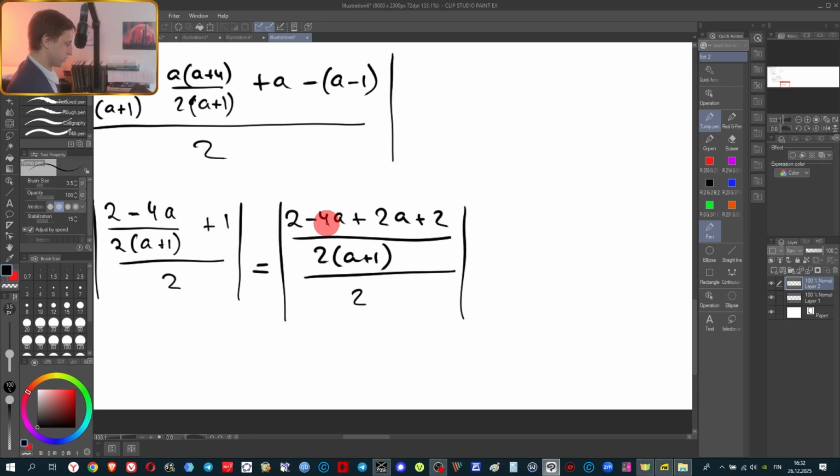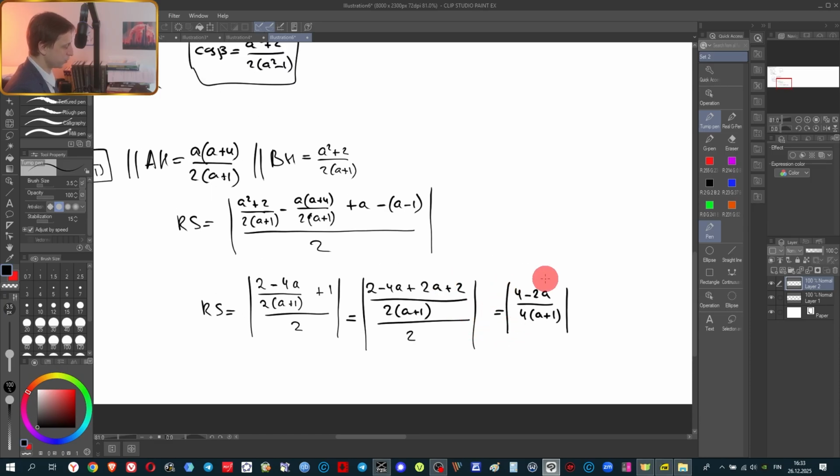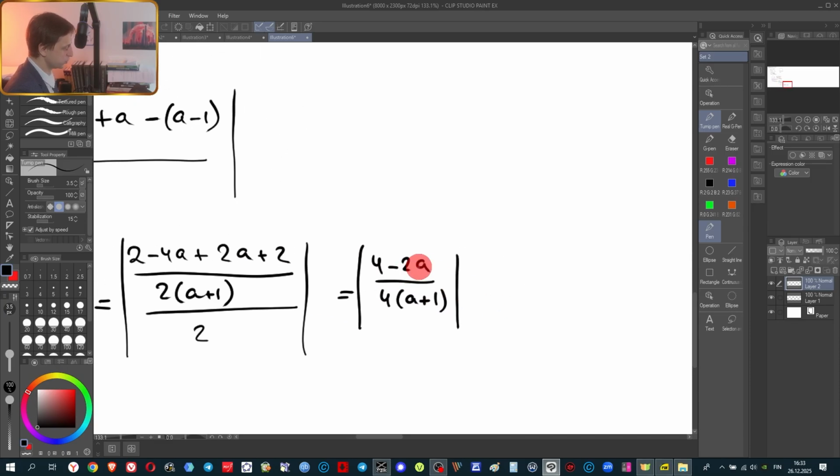And as you can see here, we have 4 minus 2a divided by 4a plus 1. Okay, let me check. 4 minus 2a divided by 4a plus 1, and also absolute value. And as you can see here, we made a great thing with this absolute value, because if you substitute here a, and the value of a is pretty large, here you will have a negative number, negative value.